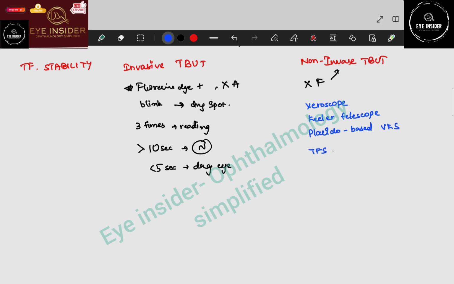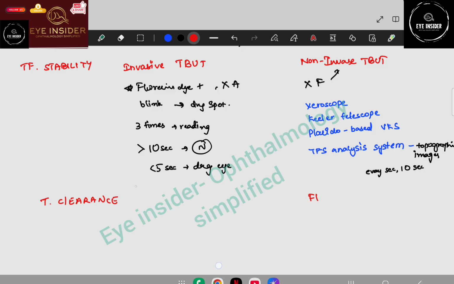And we also have the TFS analysis system. This TFS analysis system takes topography images for 10 seconds, one for every second. So in 10 seconds we will get to know whether a dry spot has formed or not. In that way we find out the TBUT.